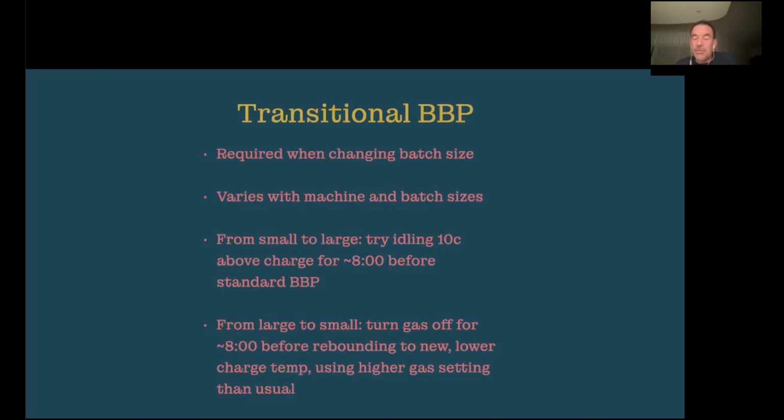If you were going from larger batches to small, you might turn the gas off for about 8 minutes and then turn it onto a higher setting than you would usually use during your BBP so that you rise up to your charge in about a minute. This takes a lot of practice. This is very advanced. If you stick with only those 2 batch sizes and practice this transitional BBP, eventually you'll master it so that the first batch of the different batch size is on target. But again, this takes some practice to really get right.